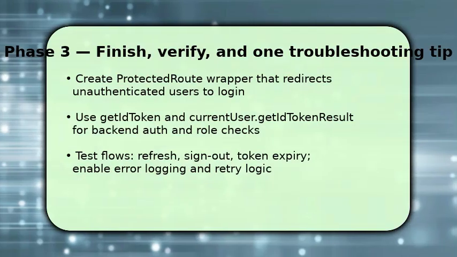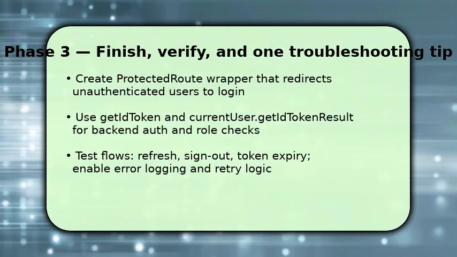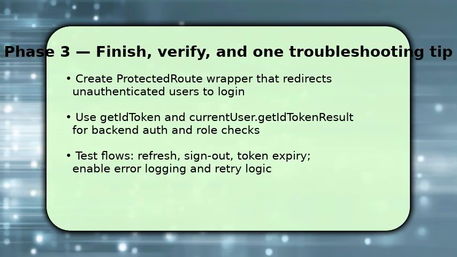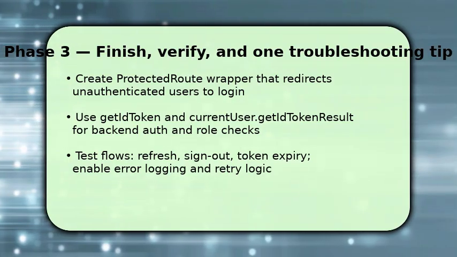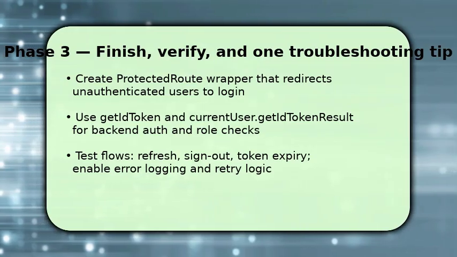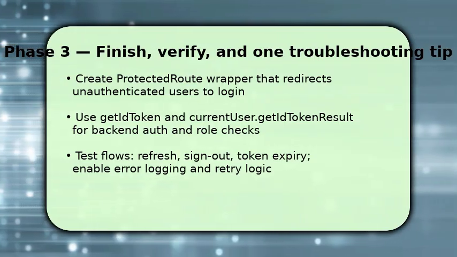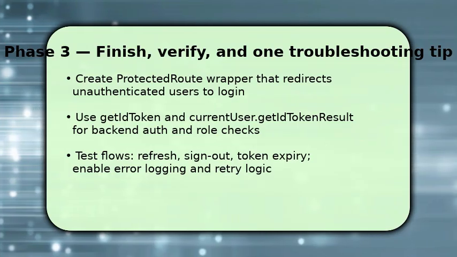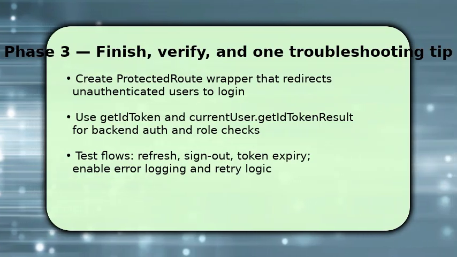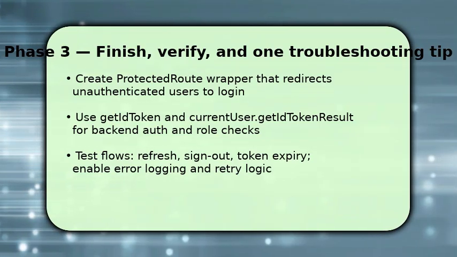You will now protect routes and finalize the integration. Wrap private pages with a protected route that checks user state and redirects to login when null. For server-side verification, call currentUser.getIdToken or getIdTokenResult, then send the token to your backend for verification and role checks.